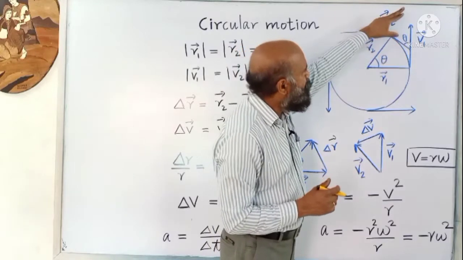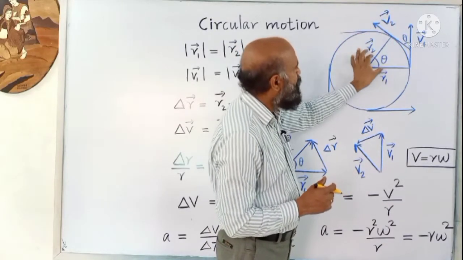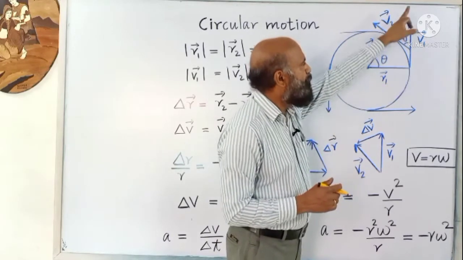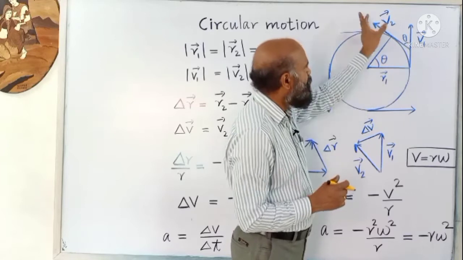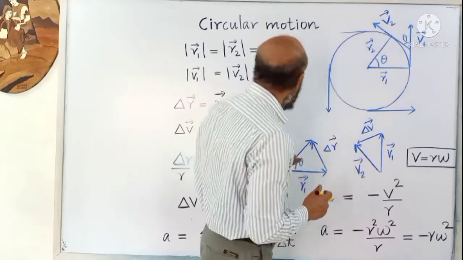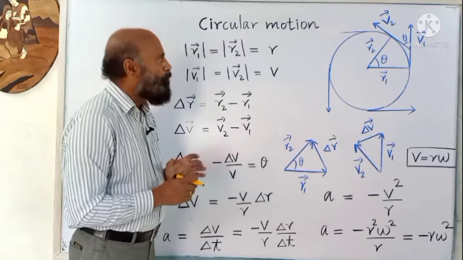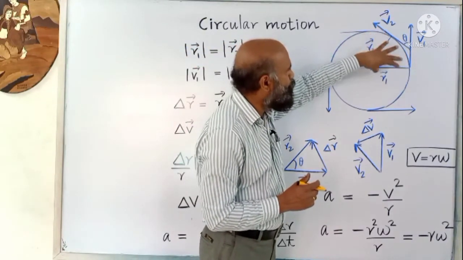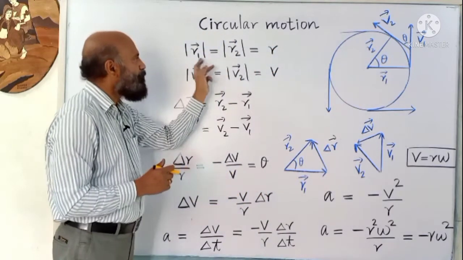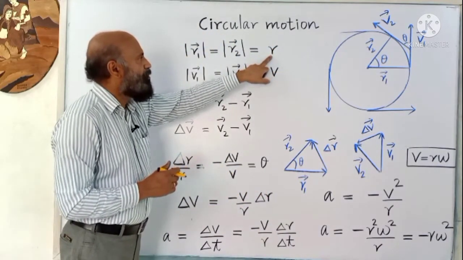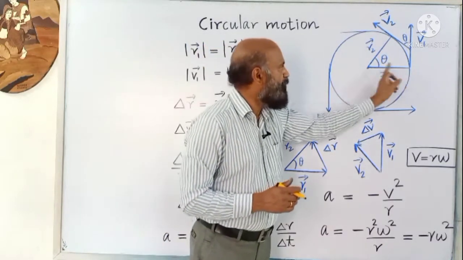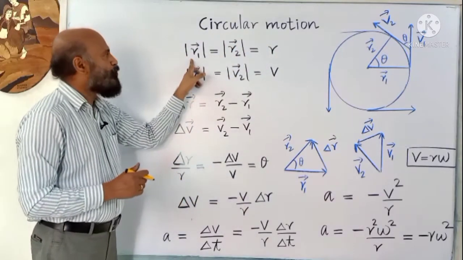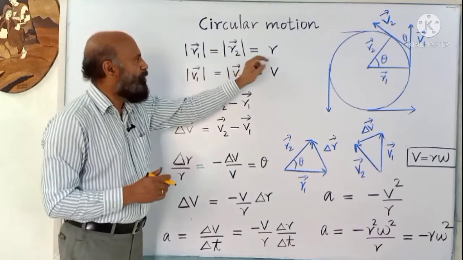Now this is v1, this is v2. Then this is theta. Then this is also theta, because the velocity vector is always perpendicular to the radius vector. In a uniform circular motion, the magnitude of the r1 vector and the magnitude of the r2 vector are equal, so it can be written as r. Only the direction is changing. Here it is the r1 vector that side, here the r2 vector that side, but its magnitudes are the same. So the magnitude of r1 is the same as the magnitude of r2, which is r.